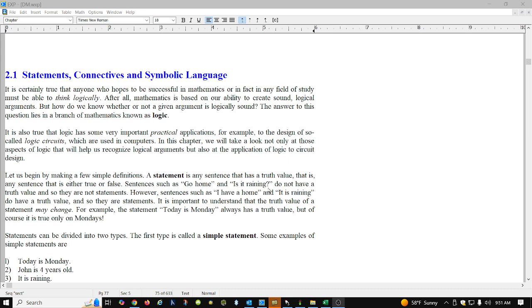And it's important to understand that the truth value of a statement can change. "Today is Monday" is a statement. It's only true on Mondays. It's false on all the other days. That's fine. Statements can be divided into two types.